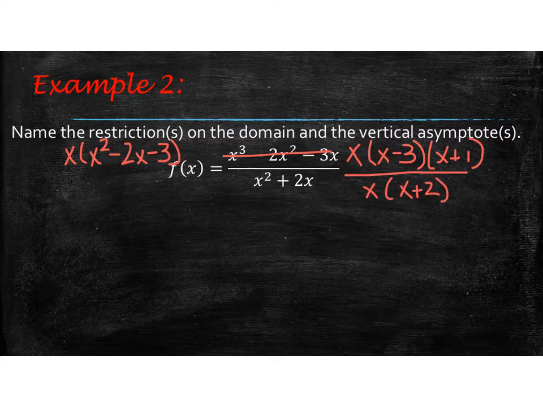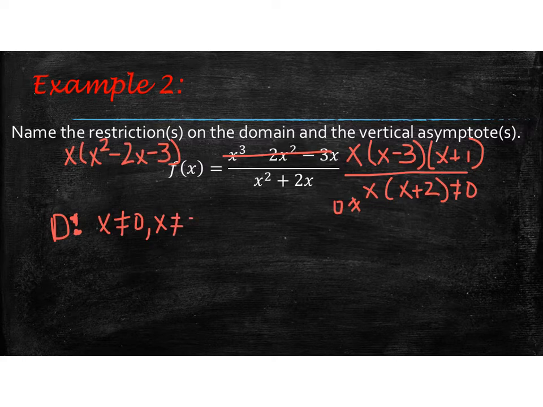Okay, so for your domain, before you start canceling, remember you want to do your domain. Okay? I'm trying to make those look like dots, and they don't very well. Okay, so we're going to set this not equal to 0 and this not equal to 0. So our domain's going to be x cannot equal 0 and x cannot equal -2.